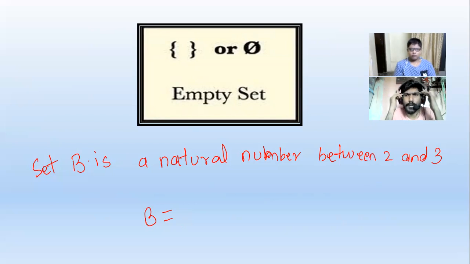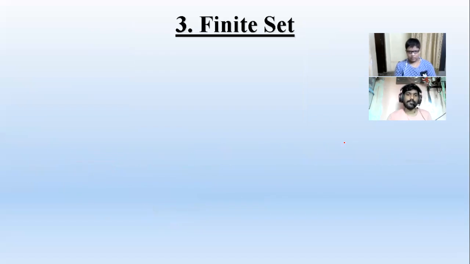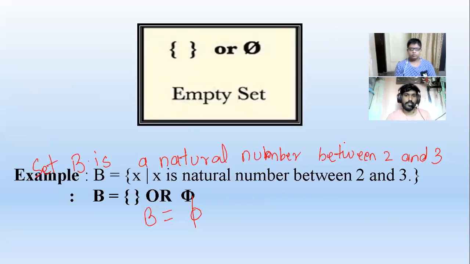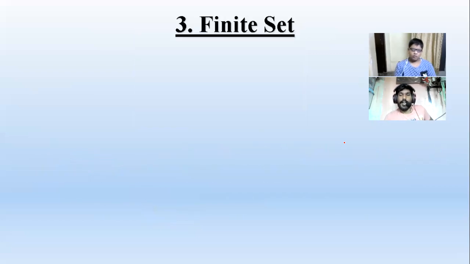Now think a little bit about it. Between 2 and 3, is there a natural number? No, sir. Then we type null. So this is empty. Empty. So this is an empty set. Third type is finite.